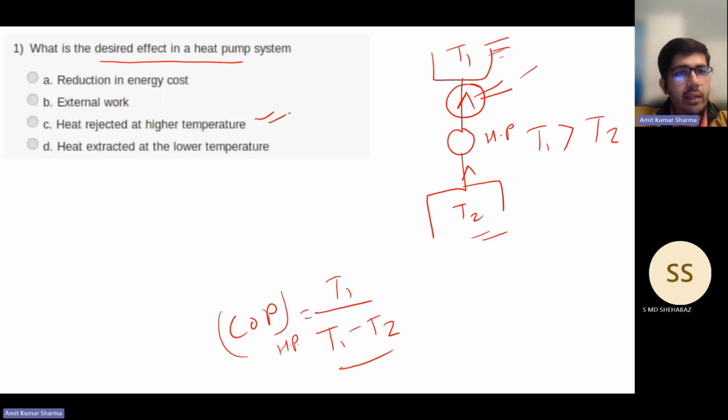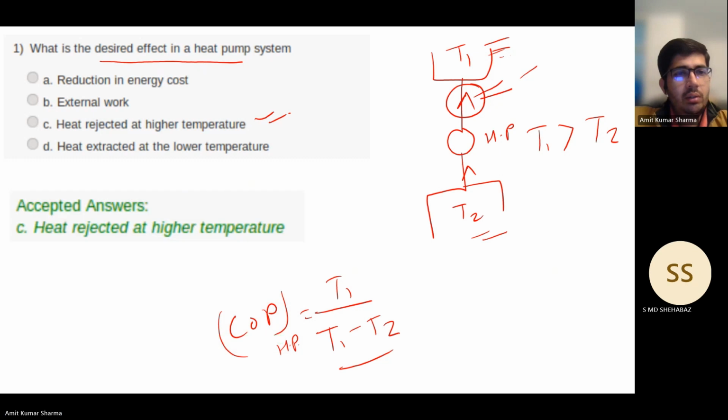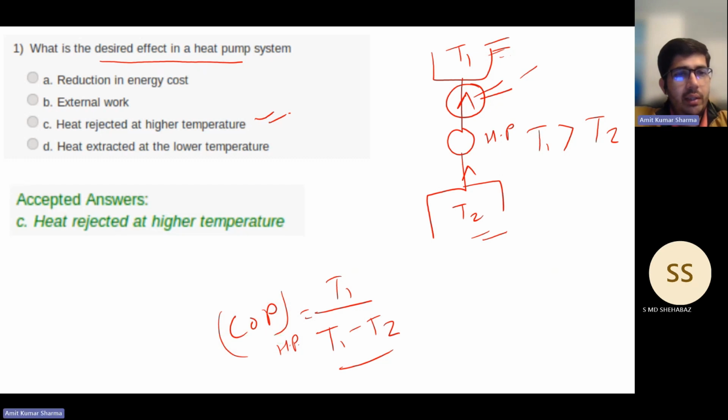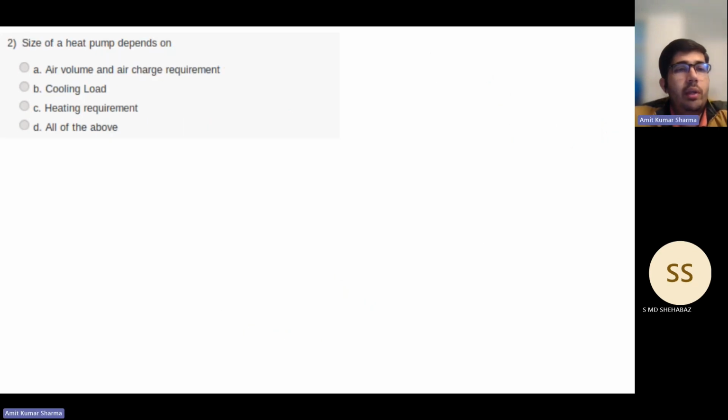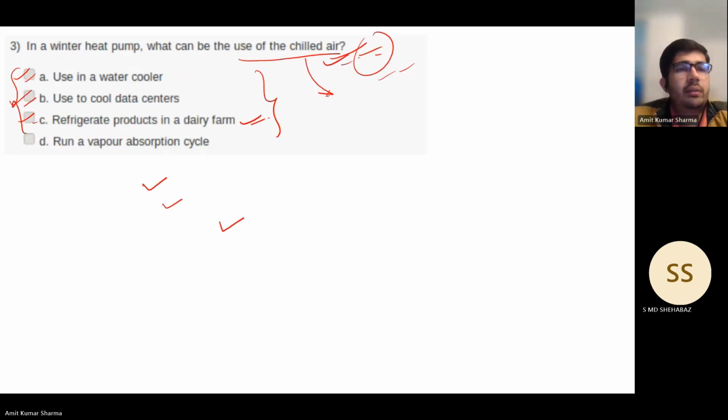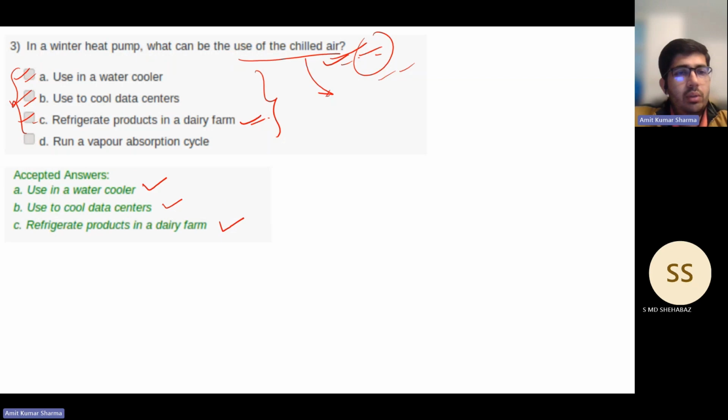So what is the desired effect in a heat pump system? It is the heat rejected at the higher temperature. Now, the size of the heat pump depends on the air volume and air charge requirement, cooling load, and heating requirement. So in a winter heat pump, what can be the use of chilled air? It can be used in a water cooler, to cool data centers, and to refrigerate products in a dairy farm.